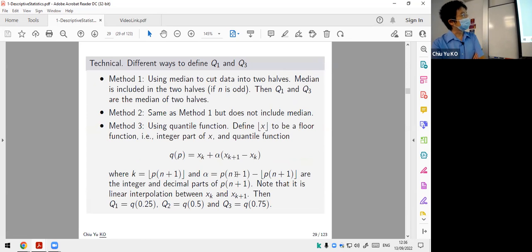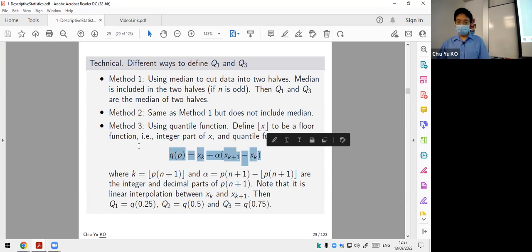The problem is, say, method 1, method 2, whether you include the median when you look at the first half, second half, right? Method 1, do we include the median? The second one doesn't include, right? And the third one will be more systematic because we use a quantile function, right? So that will be the thing we will be using for our exercise, test, and assignment.